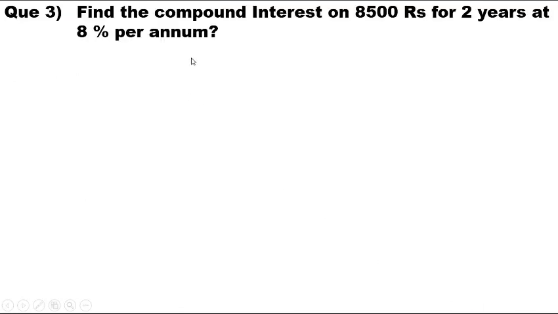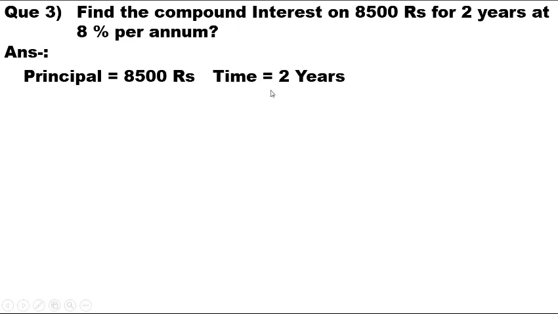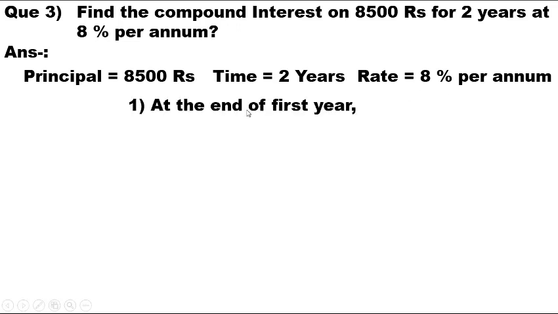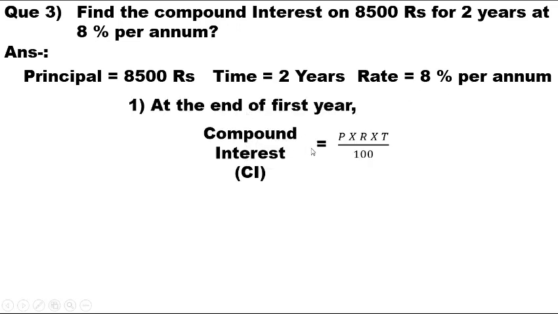Question third, find the compound interest on 8500 rupees for 2 years at 8% per annum. Answer, principal is equal to 8500 rupees, time is equal to 2 years, rate is equal to 8% per annum. At the end of the first year, interest is equal to P into R into T divided by 100, is equal to 8500 is the principal into 8% rate into 1 year.